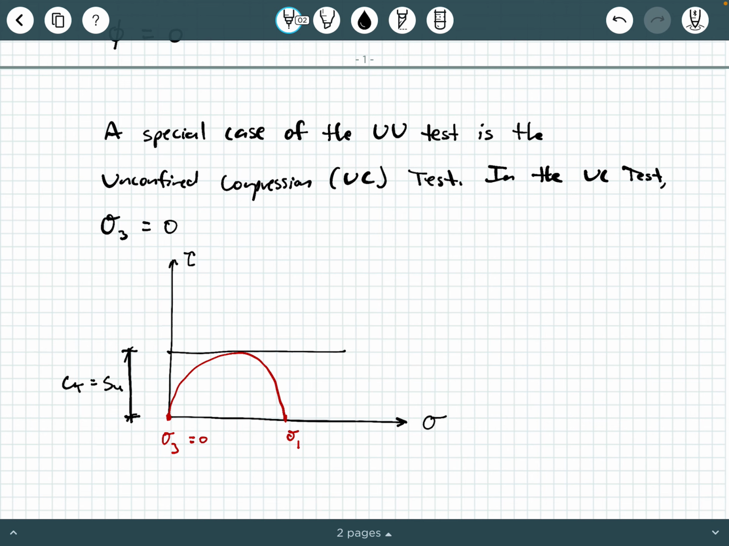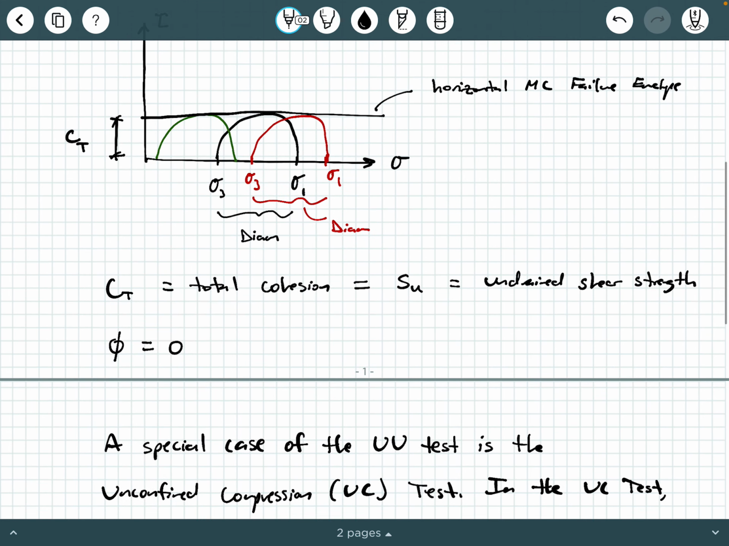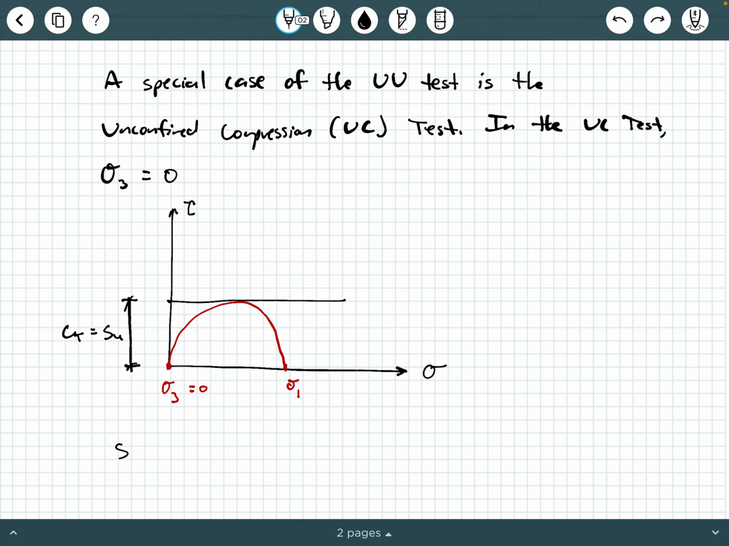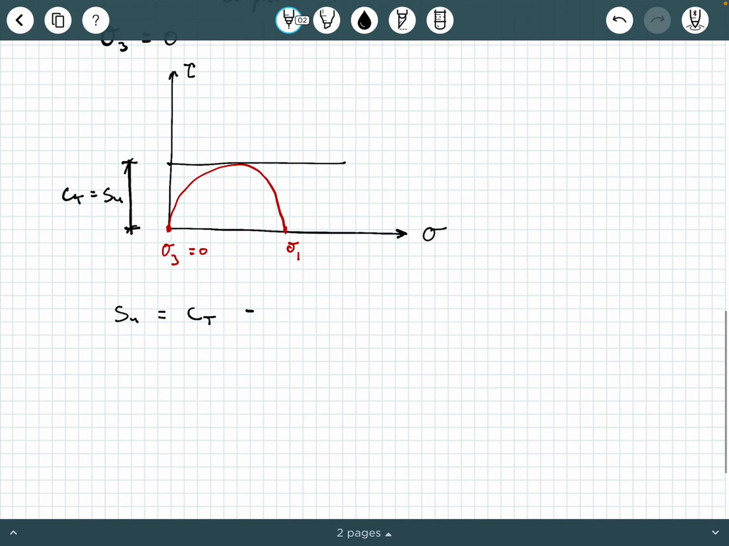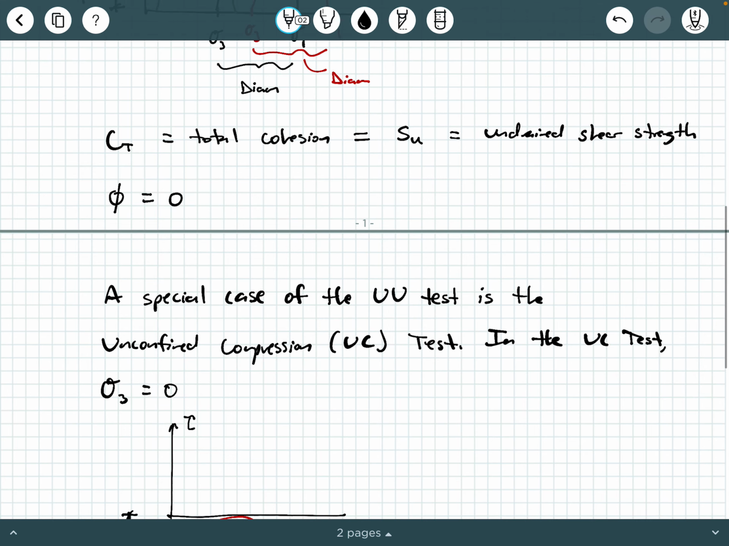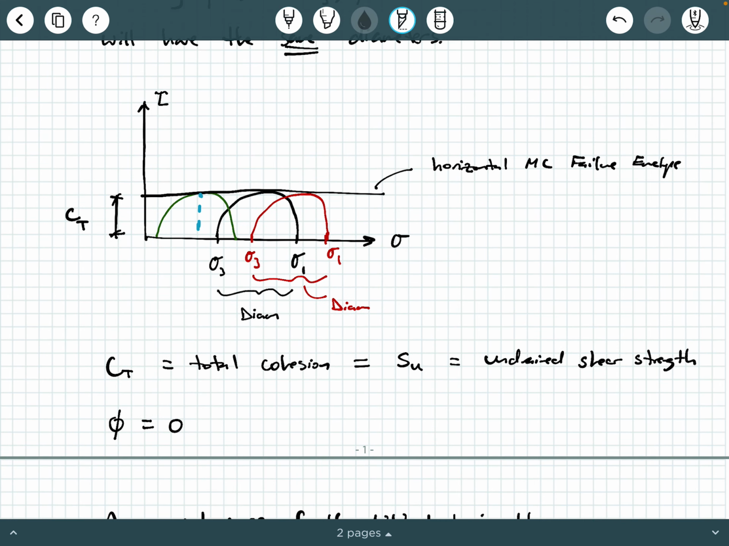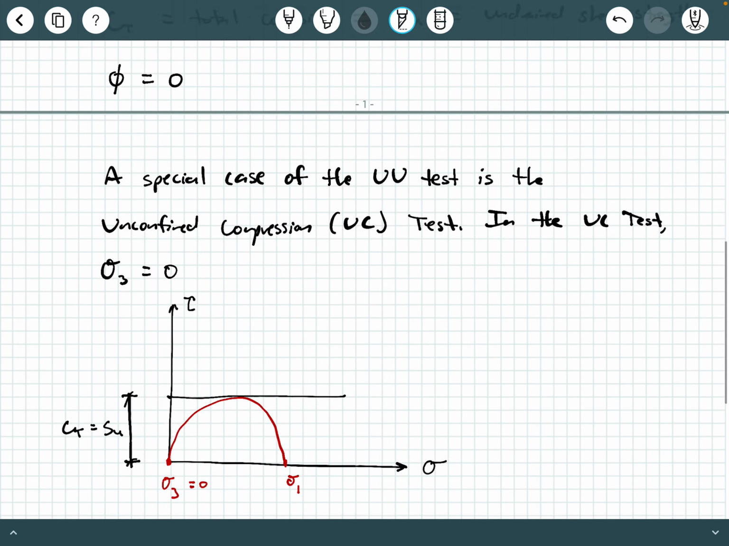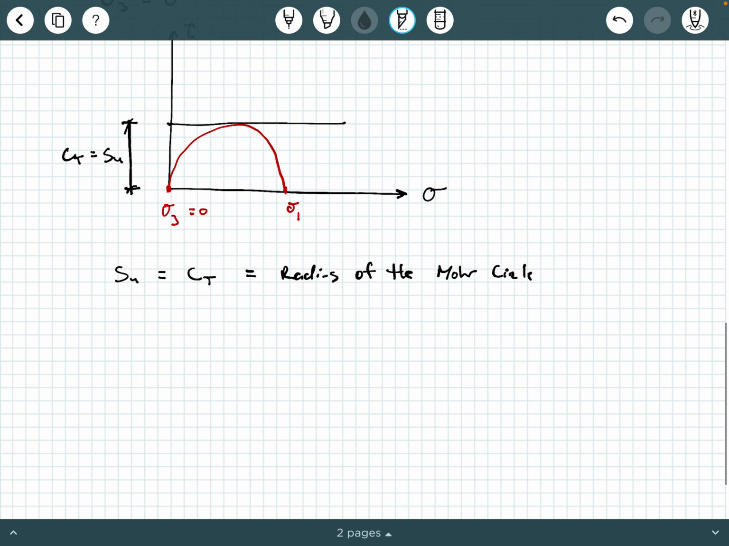Okay, now what is S sub U equal to? I mean, the same thing here. If you notice, the undrained cohesion, or the total, or the undrained shear strength, or the total cohesion, is equal to the radius of the Mohr circle. Okay, so you can see that from our little family of Mohr circles from above. Right here, this C total is just the radius of each of these Mohr circles. It's the diameter divided by 2. Same thing here for the UC test.